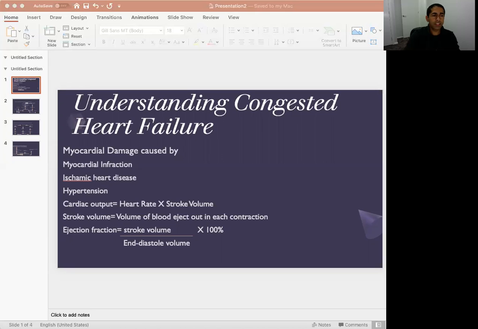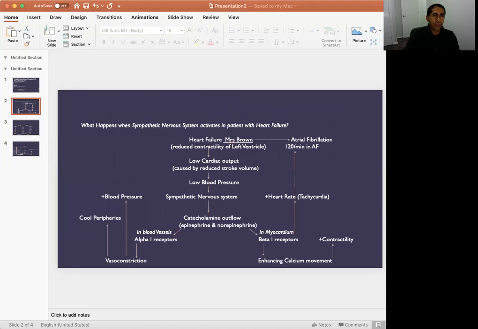When there is less oxygenated blood available for systemic circulation, there will be low blood pressure, and it leads to a negative impact on the tissue perfusion mechanism. When baroreceptors located in the carotid sinus and aortic arch detect low blood pressure, a homeostasis mechanism will be activated to compensate for low blood pressure and tissue perfusion.